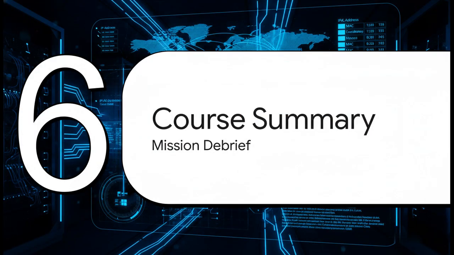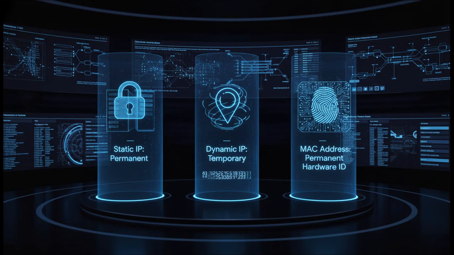And that brings us to Section 6, Day 18 Course Summary, Mission Debrief. Let's lock in what we've learned in the Command Center today. We established that static IPs are permanent, manual digital addresses that are absolutely perfect for servers. Dynamic IPs are temporary assignments handed out by a DHCP server for everyday end users. And MAC addresses? Those are the permanent hardware fingerprints used for local communication and enforcing strict access controls.